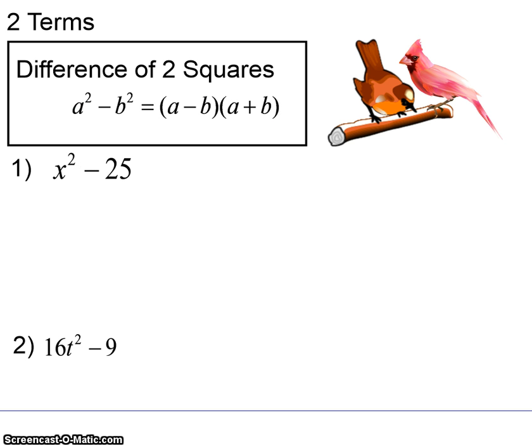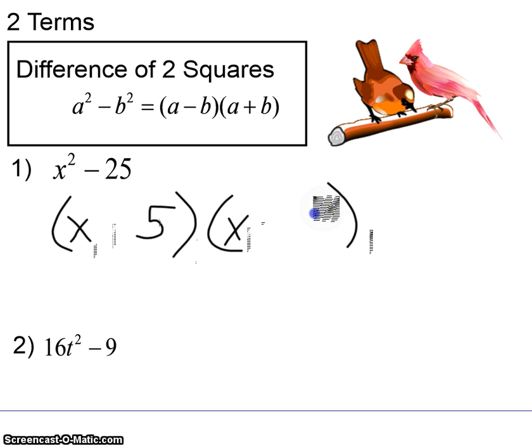This is very easy. So what you do is you're going to set up your two parentheses, and the square root of the first term is your first times first. So the square root of x squared is x. That goes in first times first. And your 25, square root of 25 is 5. That's last times last. One of them is a minus, the other one's a plus. That's it. It's that easy.